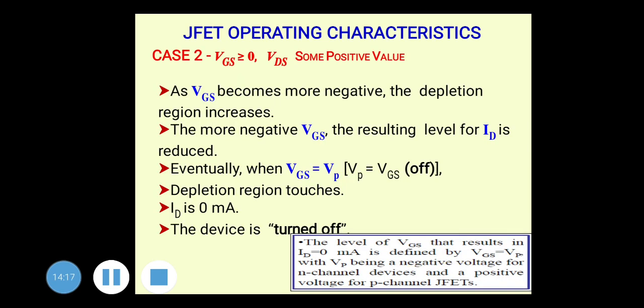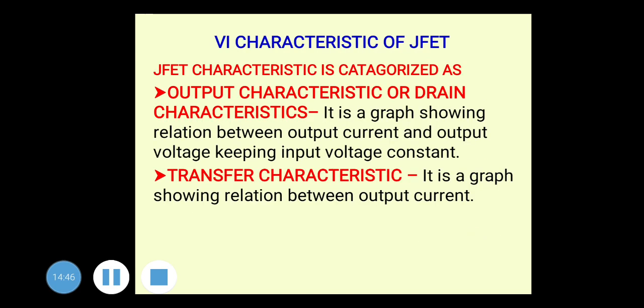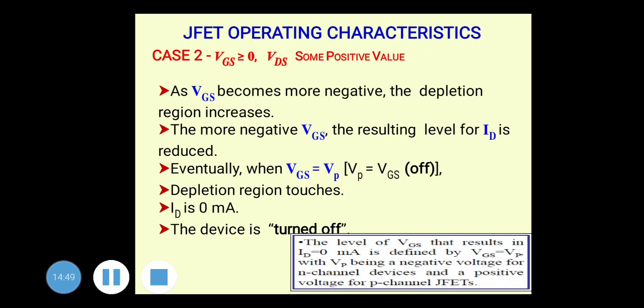What you can see is, as VGS becomes more negative, the depletion region increases. The more negative VGS, the resulting drain current ID is reduced, and eventually VGS is equal to Vp. Vp is the pinch off voltage at which the depletion regions touch, the drain current becomes 0 and the device is turned off. This is very important. So here you have to understand, as you go on increasing VDD, the depletion layers will touch each other, and at that time the current will be 0 and the device is off.